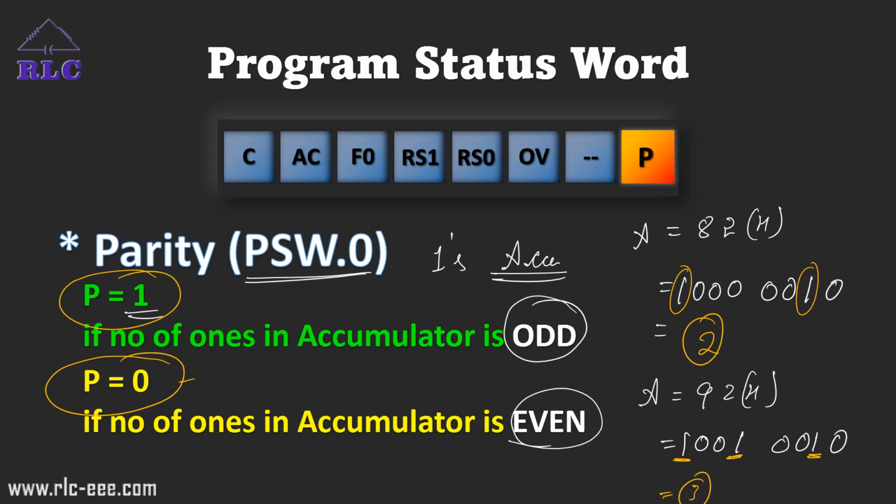So we can say that the parity flag is used to identify the number of ones present in the accumulator. If the number of ones is odd, then it is going to be 1. If the number of ones is even, then it is going to be 0.